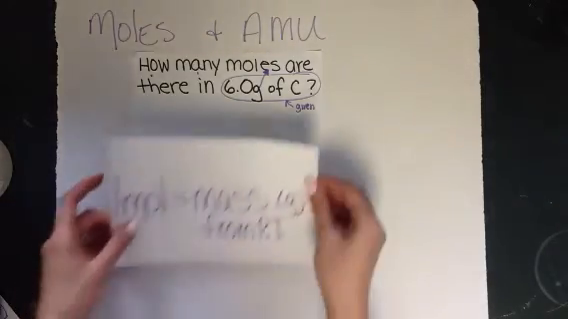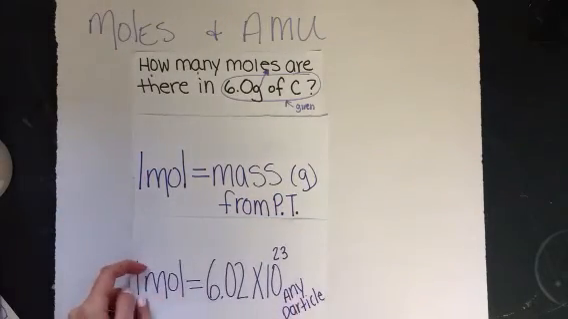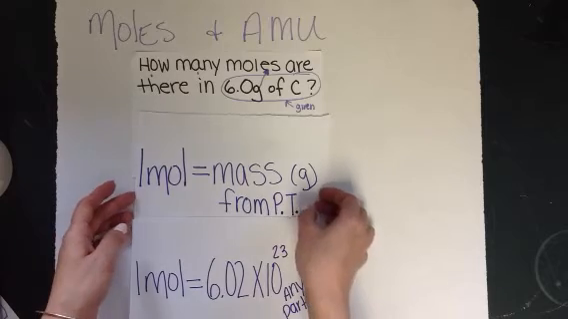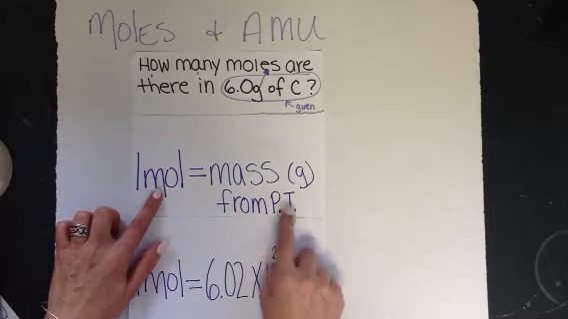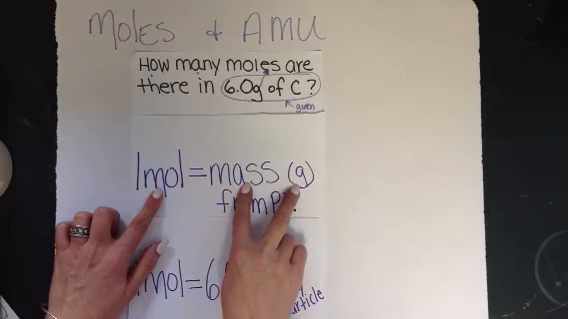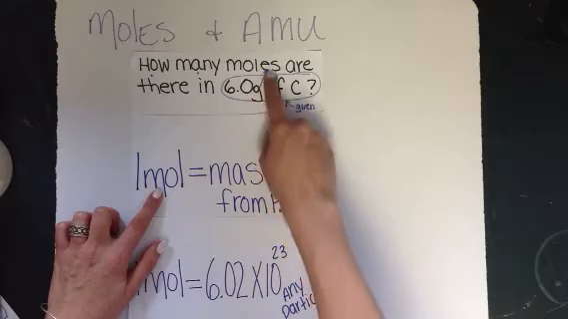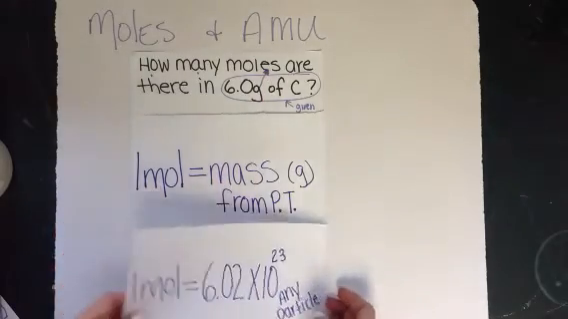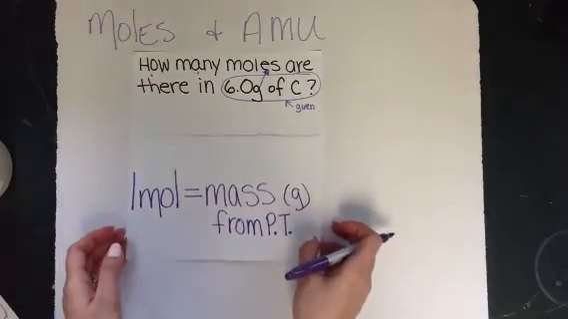How about my new one? Again, there's only 2 conversion factors here. 1 mole is equal to the mass from the periodic table. Moles, mass in grams. This works. Mass in grams and moles. So what's this conversion factor? Not my old one. All right, then let's begin.